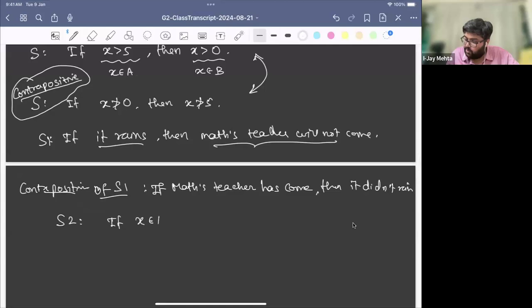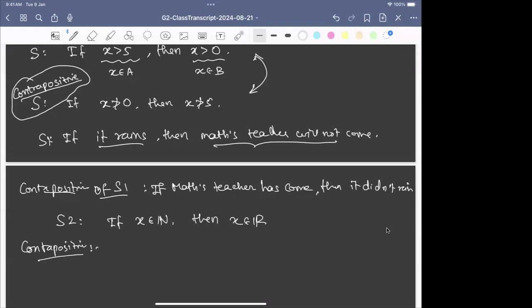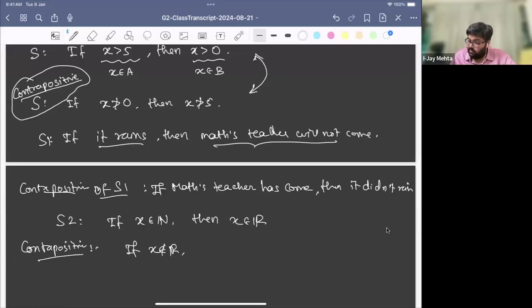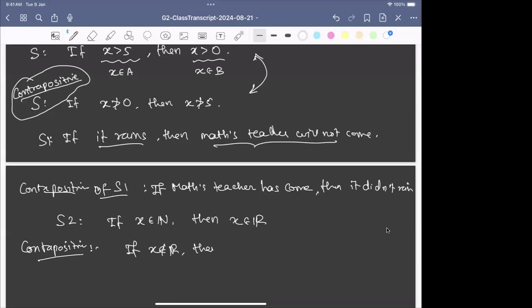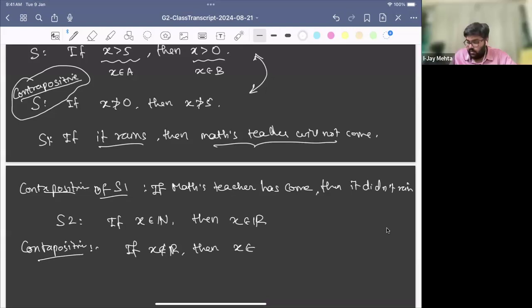If x belongs to N, then x belongs to R. If x is a natural number, then x is a real number. The statement is true. What is the contrapositive? Shubham? Sir, if x is not a real number, then x is not a natural number. X cannot be a natural number. Very good. So contrapositive. How many of you understand?